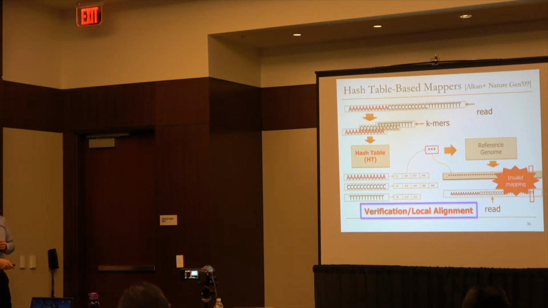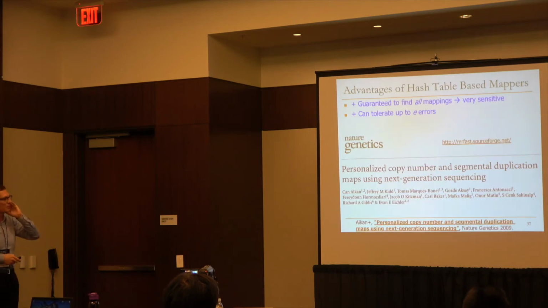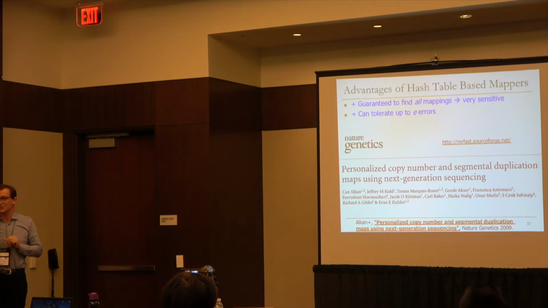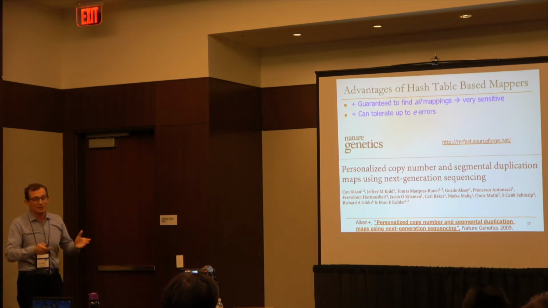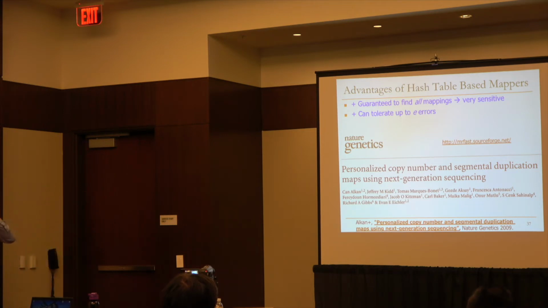Okay, so basically the mapper goes through all of these locations and does the edit distance computation in all of those locations, which is expensive. And that was the proposal. So this is actually a good mapper in the sense that it's guaranteed to find all possible mappings of a read in a reference genome. So it's very sensitive, and it can actually tolerate up to E errors. I didn't discuss that, but you can read the paper for that.